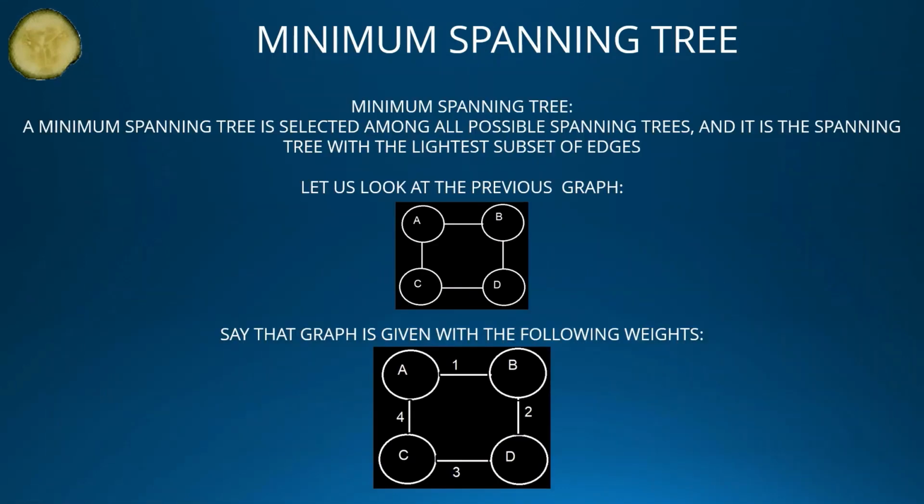Minimum spanning tree. A minimum spanning tree is selected among all possible spanning trees, and it is the spanning tree with the lightest subset of edges. Let us look at the previous graph. Say that this graph is given with the following weights. So the edge between A and B equals 1, the edge between B and D equals 2, the edge CD equals 3, and the edge CA equals 4.